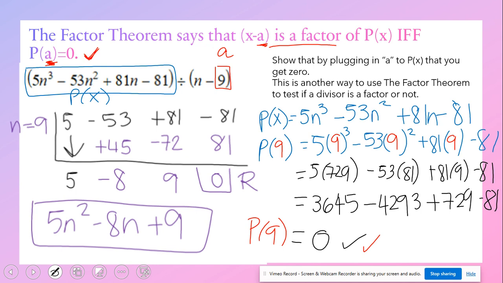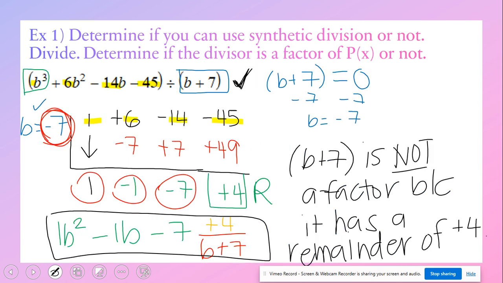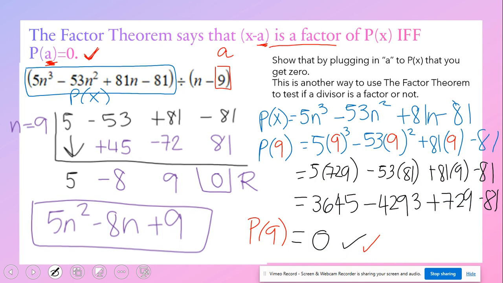So one way, instead of testing all of these things, is if we think we know a factor, we can plug it in. We can evaluate the function. And we're going to see a little bit more of that in the next lesson, but I just wanted to bring it up and let you see how you could use that. But again, the main part of this lesson was to figure out if we could use synthetic division or not, divide the polynomial, and lastly determine if the remainder is 0, we have a factor. If the remainder is not 0, we did not find a factor of our original polynomial.